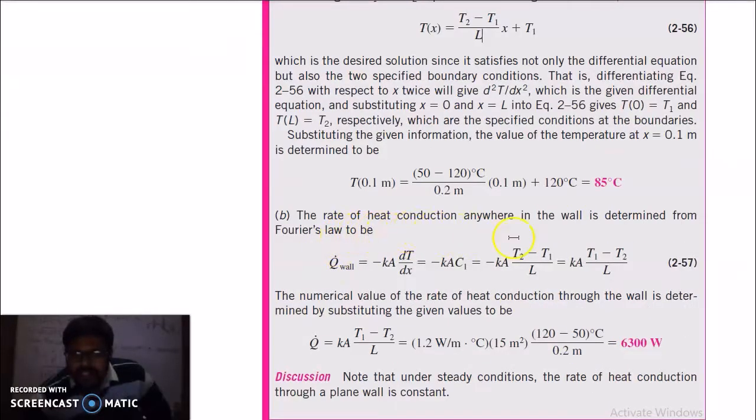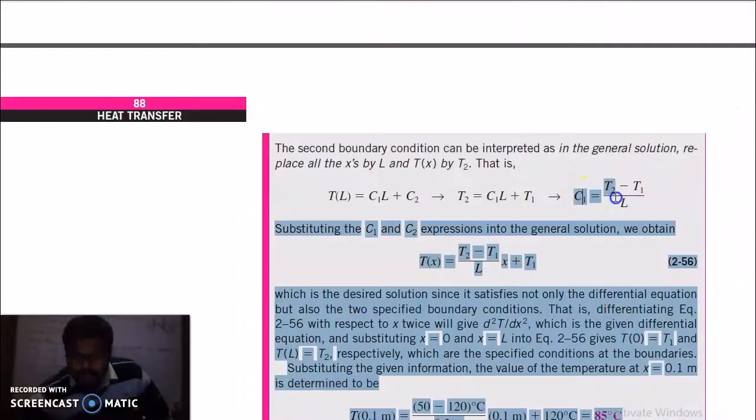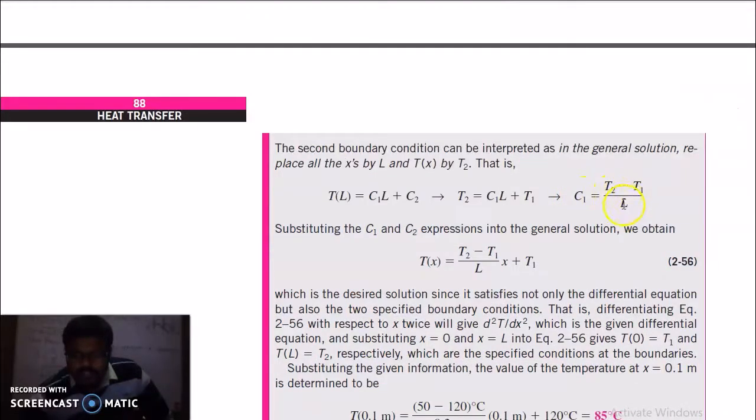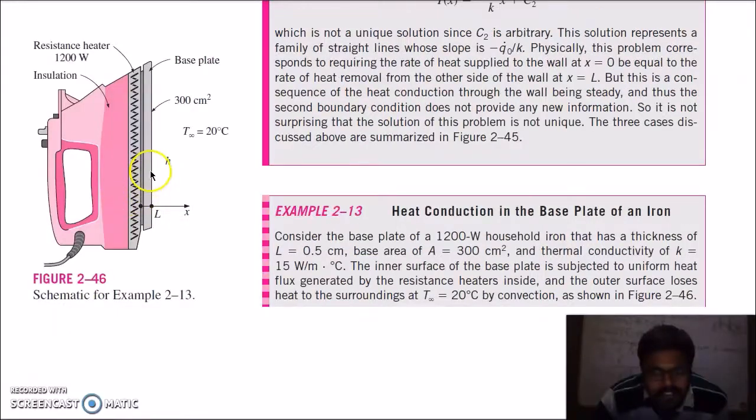The rate of heat conduction anywhere in the wall is determined from Fourier's law for one-dimensional heat transfer, that is Q wall is equal to minus K dT by dx. From this equation we know dT by dx is equal to C1, where C1 is equal to (T2 minus T1) by L. Put the value of C1 here, you will get this equation, and after putting the temperatures you will get this answer, that is the heat transfer. Next, heat conduction in the base plate of an iron.